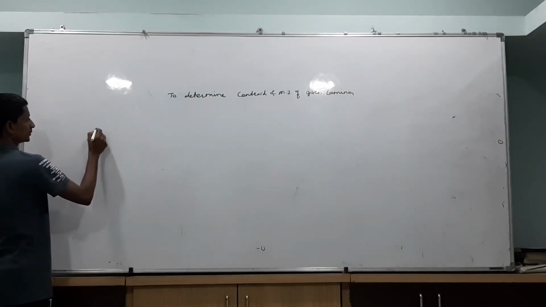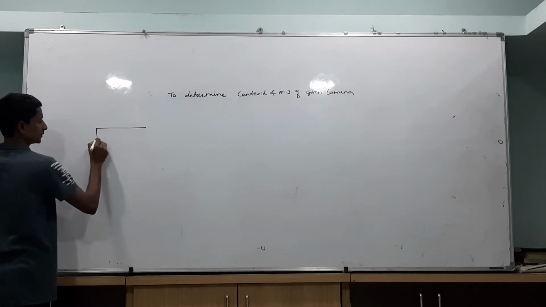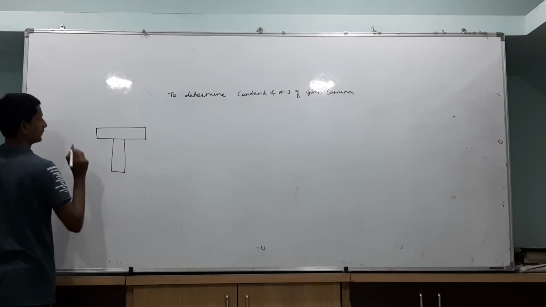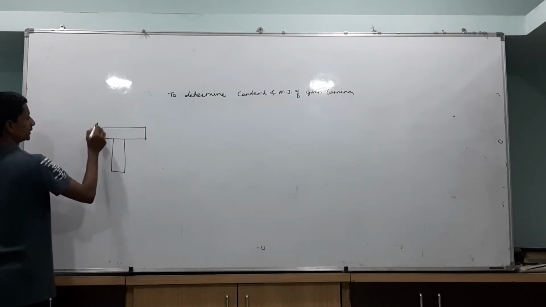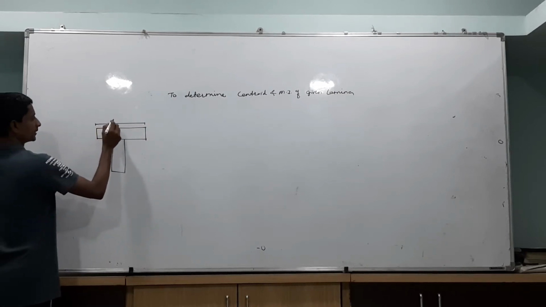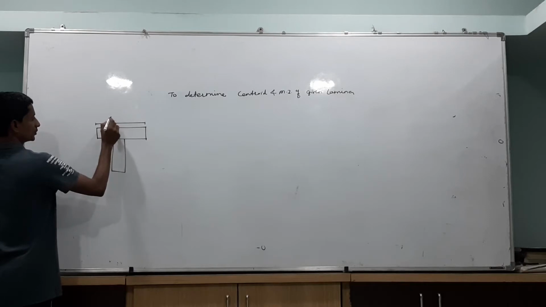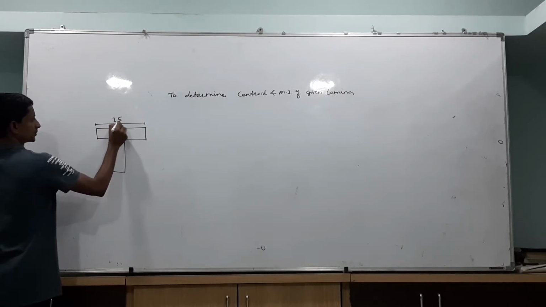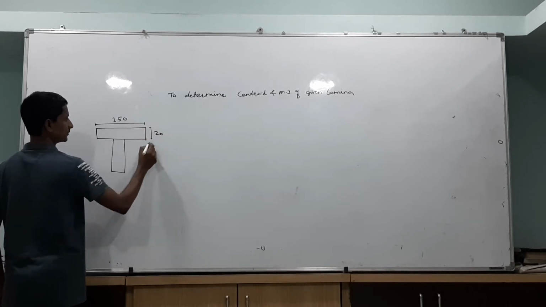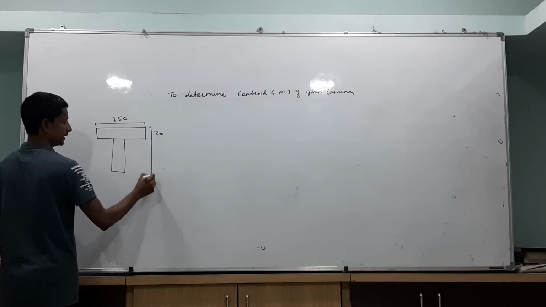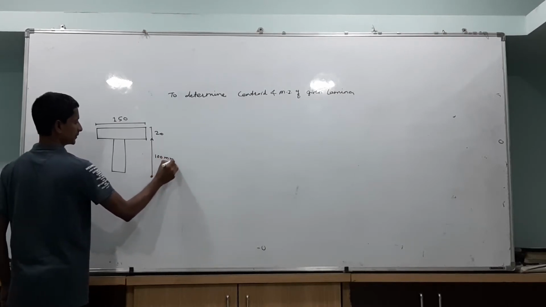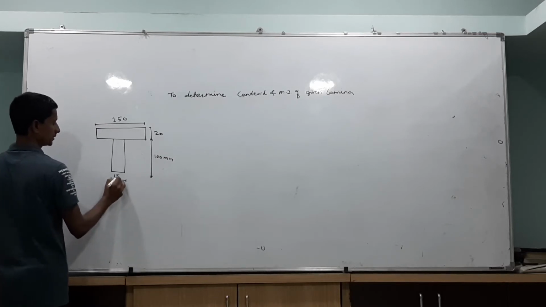In this lecture, we are going to determine or obtain the centroid and MI of the given composite lamina. Suppose we have a T section as shown in figure, and the dimensions are as shown in figure. Suppose the width of the flange is 150 mm and thickness is 20 mm, and the depth of web is 100 mm and its width is 15 mm.